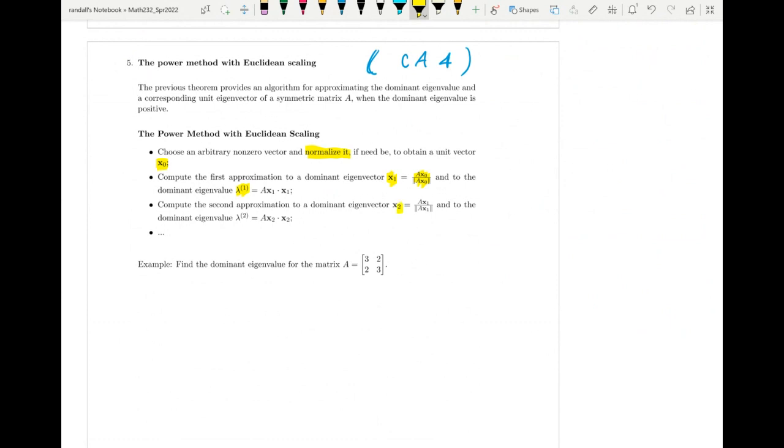Then you move to the next approximation to the dominant eigenvector, which is A acting on the previous estimate of the eigenvector. So Ax1 divided by the norm of Ax1. So it's normalized, x2 is normalized. And then you compute this dot product and see how close you're getting. So that's the way the process works.